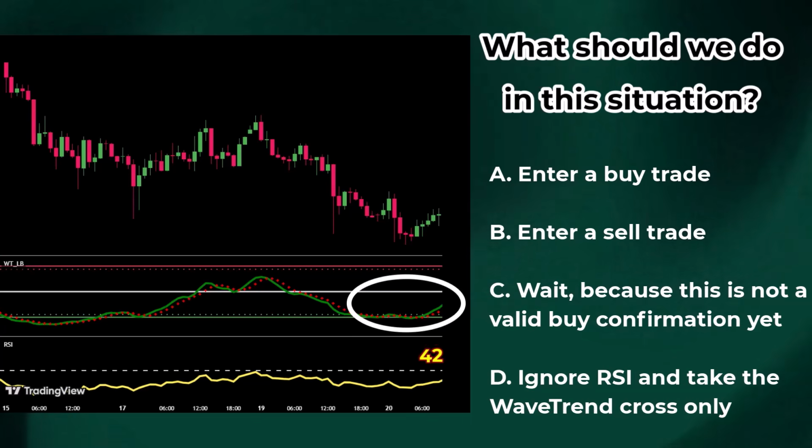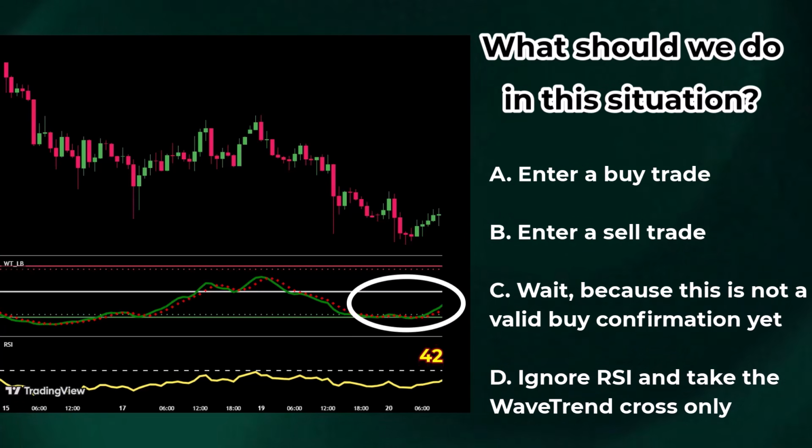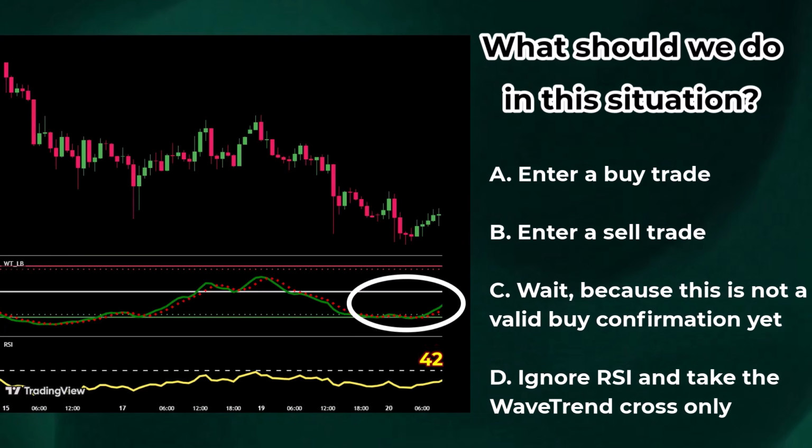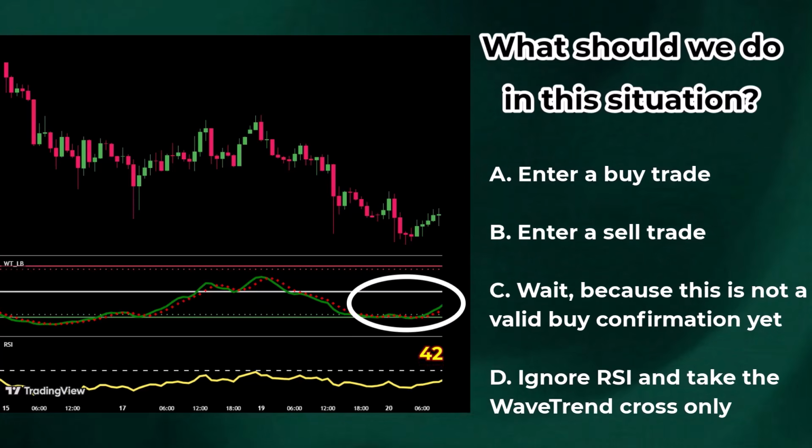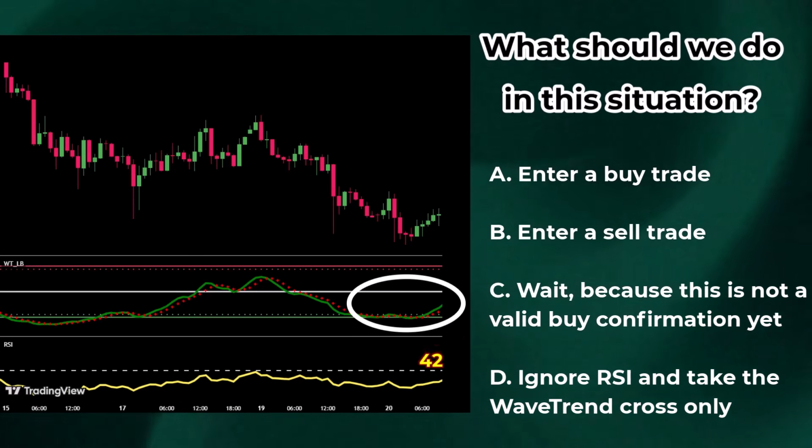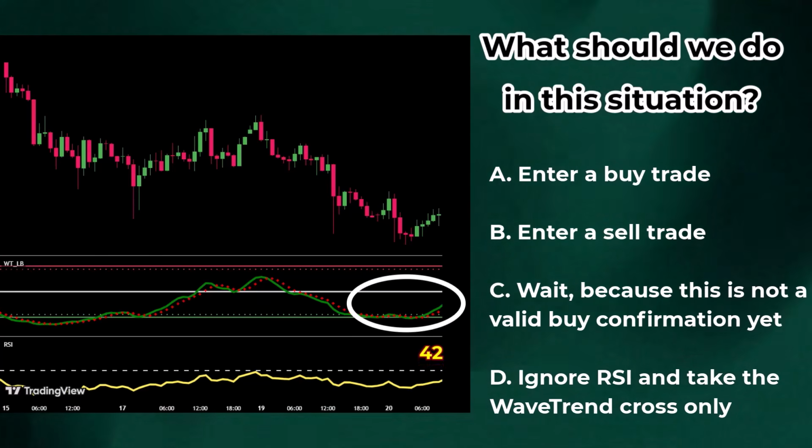A. Enter a buy trade. B. Enter a sell trade. C. Wait because this is not a valid buy confirmation yet. D. Ignore RSI and take the wave trend cross only.